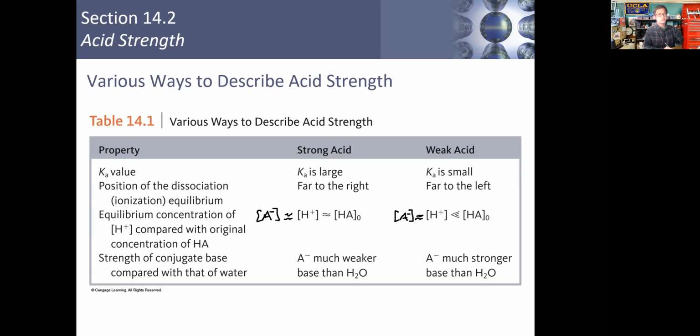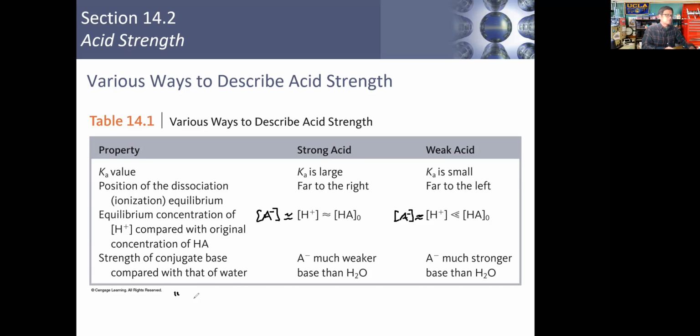Which in this case will be water. Okay? There is a general rule that we can use, but you've got to be careful about this. The general rule that we can use here basically states this: the stronger the acid, the weaker its conjugate base. The weaker the acid, the stronger its conjugate base.